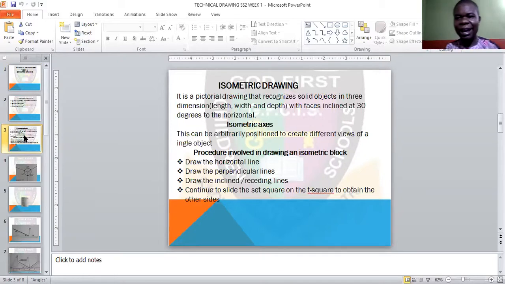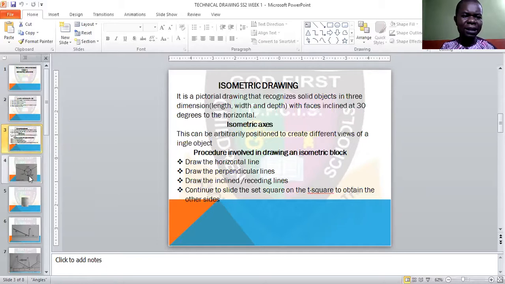That line is the line you use Z-square to draw. It laps with the horizontal line and it is always 30 degrees. The angle the line makes with the horizontal line is 30 degrees. That's why it is called the receding line. That means it is 30 degrees to the horizontal. Then you continue to slide the Z-square. The Z-square we use in this case is not just the 45 degrees Z-square or 60 degrees. It is the 30-60 degrees Z-square and a 30 degrees angle. So you continue to slide the Z-square until you obtain other sides or other areas you want to get.